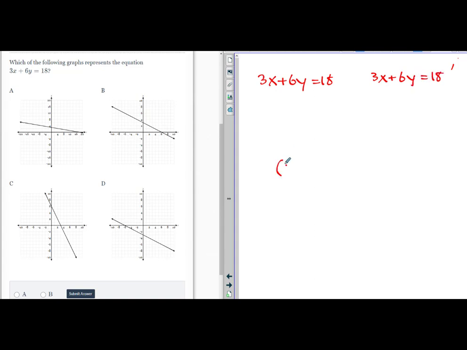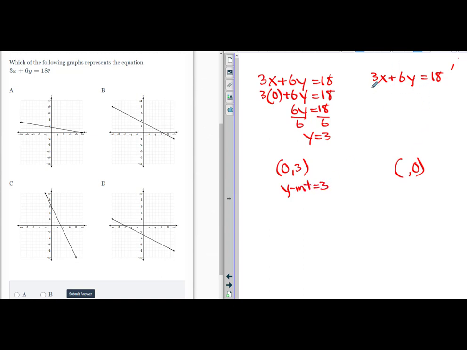I'm going to substitute 0 for x, solve for y, and then I'll substitute a 0 in for y and solve for x. So here we go, 3 parentheses 0 plus 6y equals 18. That'll simplify the equation to 6y equals 18. Then divide by 6 on each side, so my y-intercept should be equal to 3. So my ordered pair is 0, 3. And y-intercept is equal to 3.